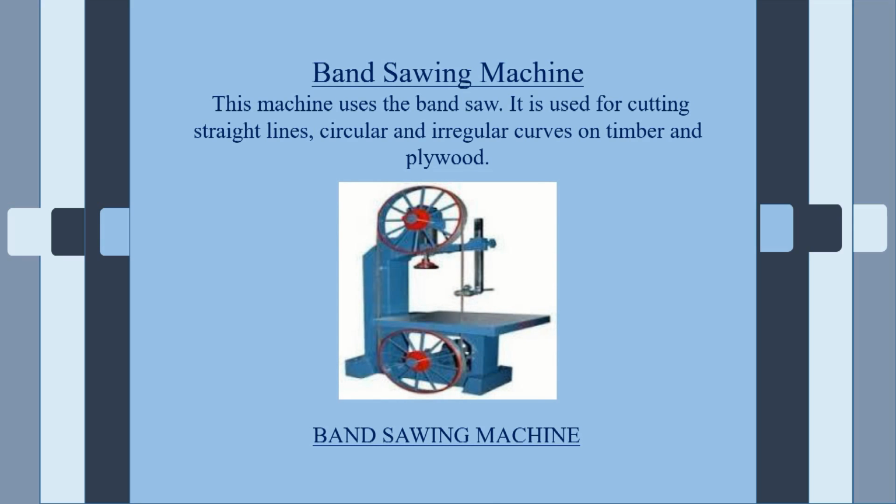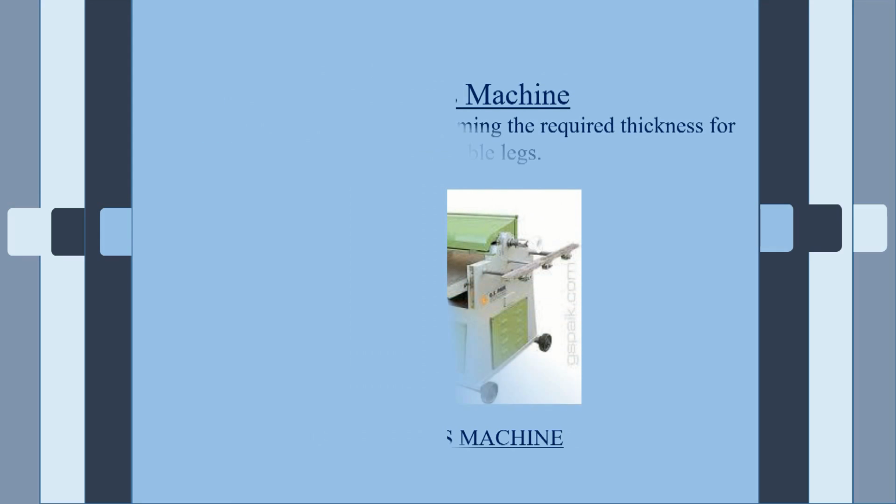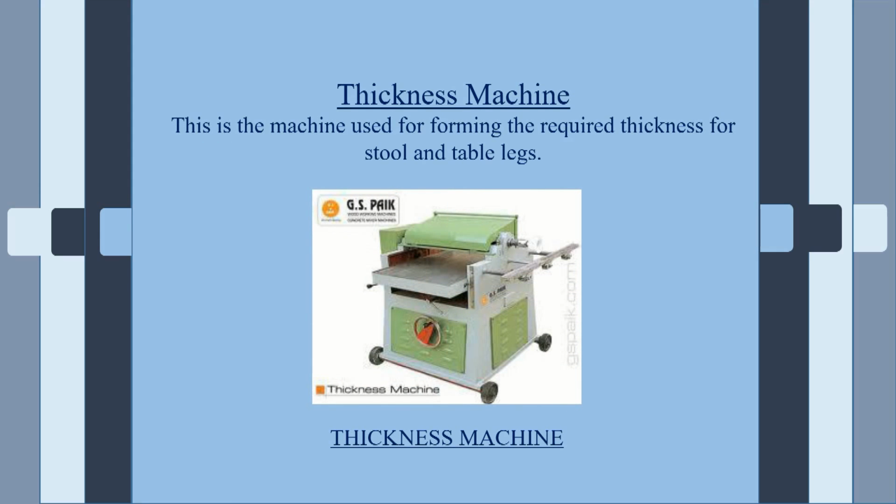Band sawing machine. This machine uses the band saw, that is, it is used for cutting straight lines, circular and irregular curves on timber and plywood. Thickness machine. This is the machine that is used for forming the required thickness for stool and tables.